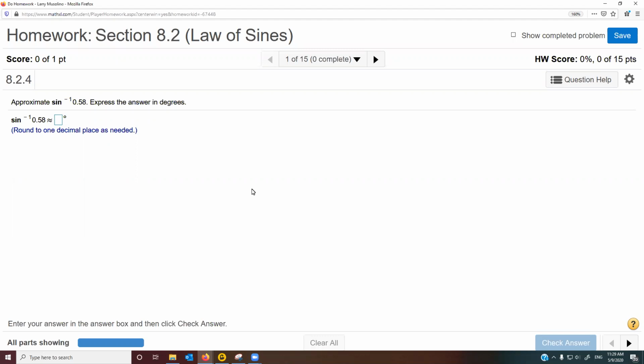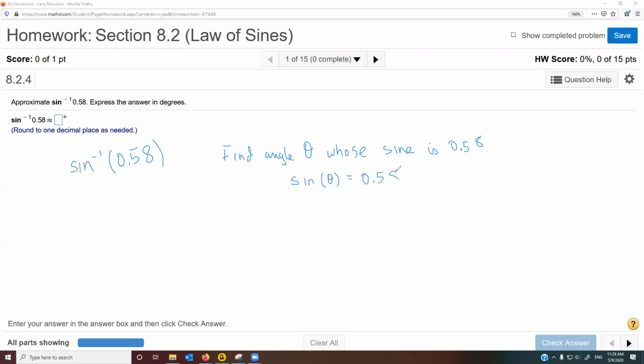So in this example, they're asking us to find the inverse sine of 0.58. What is this really asking you? Well, this is asking us to find an angle, we'll call it theta, whose sine is 0.58. If you did take the sine of that angle theta, you would get the answer 0.58 on your calculator. But how do you find the angle when you know the value of the sine?